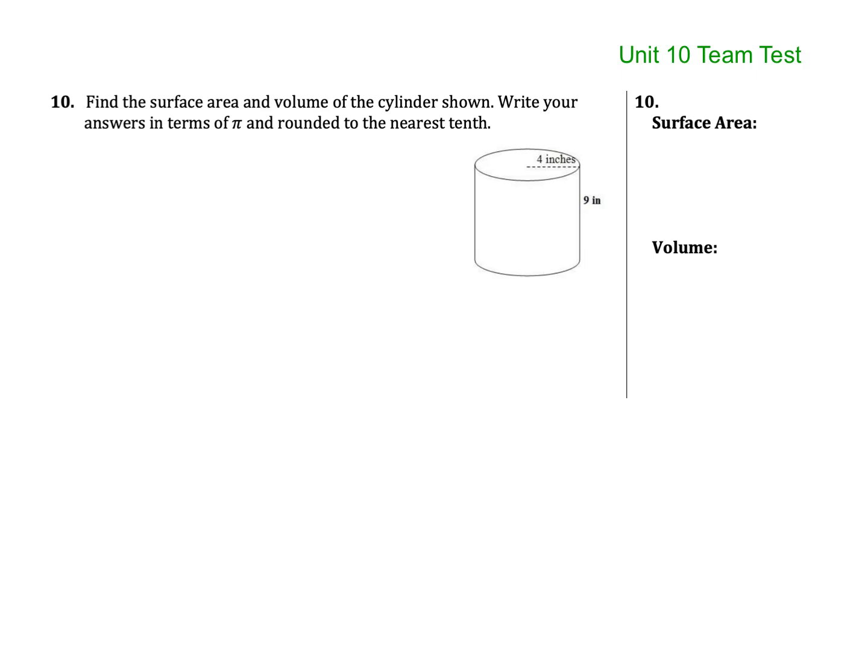Question 10 and 11 off your team test both come from lessons 10.4 and 10.5, and they involve finding the surface area and volume of a cylinder. So let's start by looking at our formulas. You can find these on your Unit 10 formula sheet.